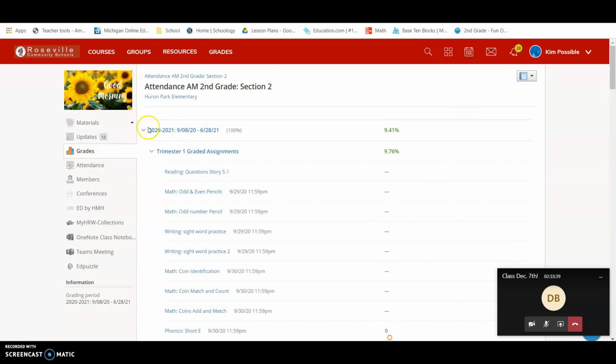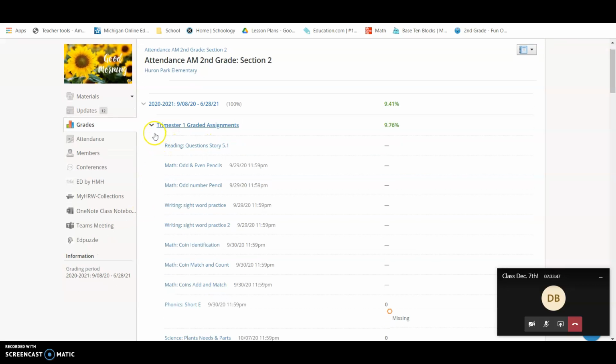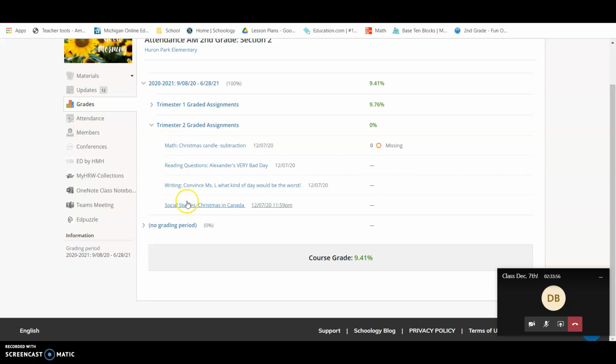So now homework, this is from trimester 1, obviously. So this is over, we don't need to deal with it anymore. The next one is trimester 2, graded assignments. So here are all of today's assignments. They're right here, pretty easy to find.